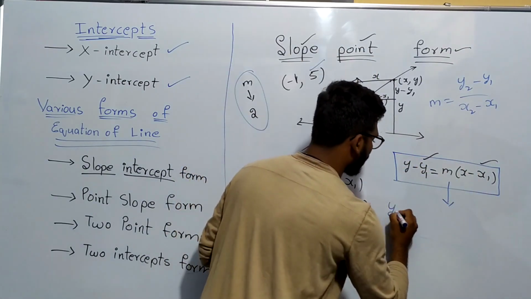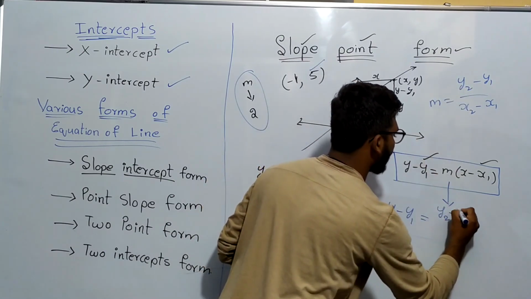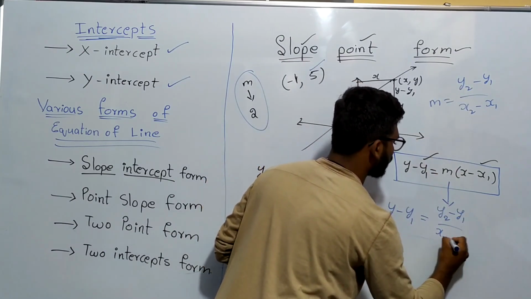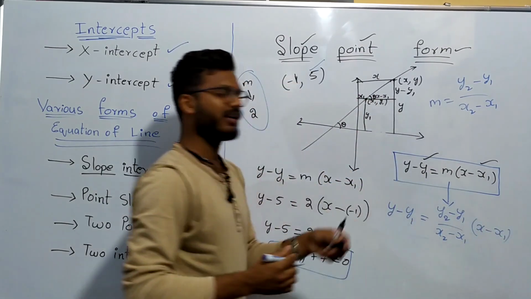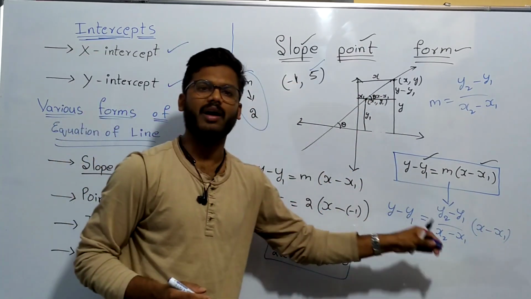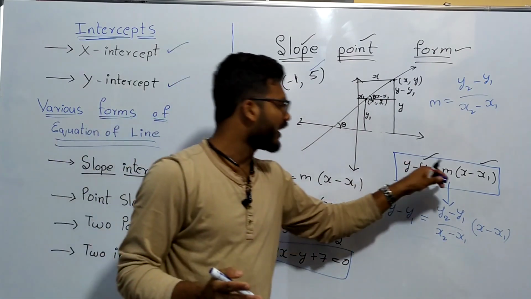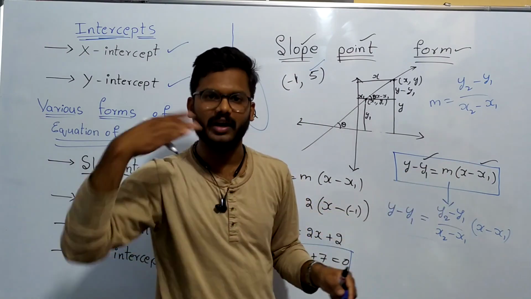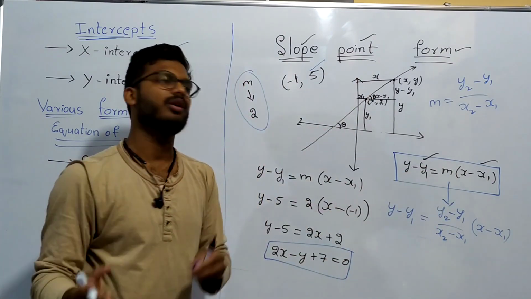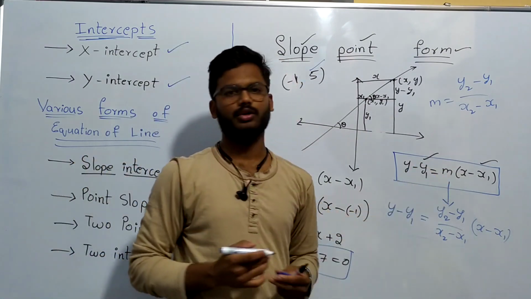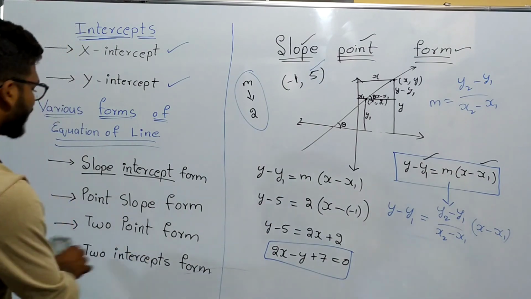So instead of writing the slope directly, we will find the slope as (y2 minus y1) by (x2 minus x1) into (x minus x1). This is the equation. This is how we have to find the equation of line whenever we know 2 points. First we will find the slope and then use the point slope form. With any point, you can take the point and use the slope, so that we will get the point slope form.